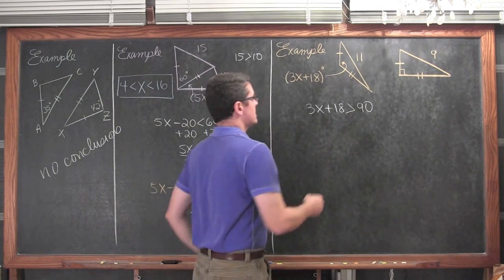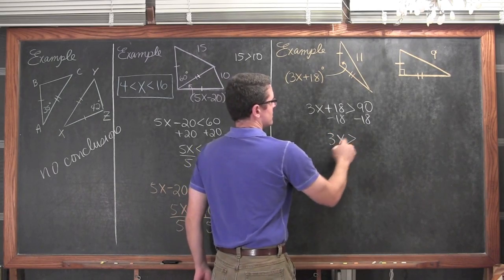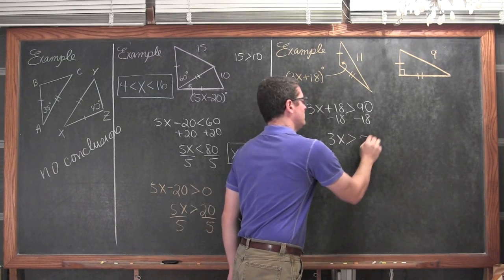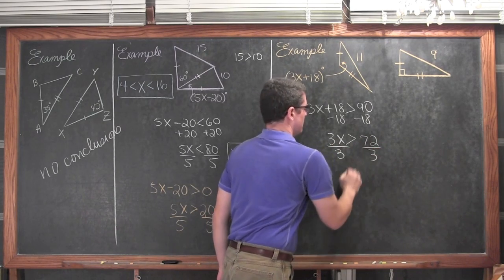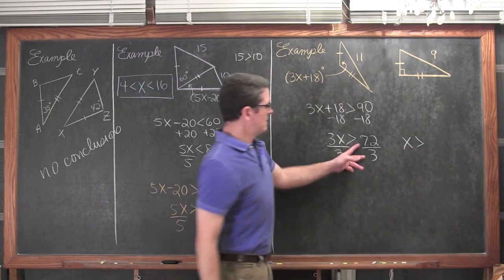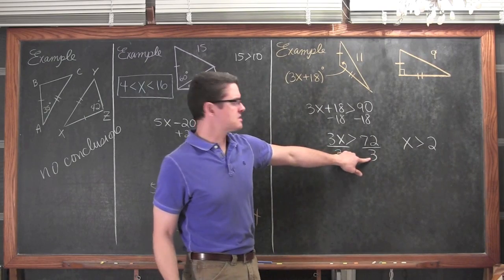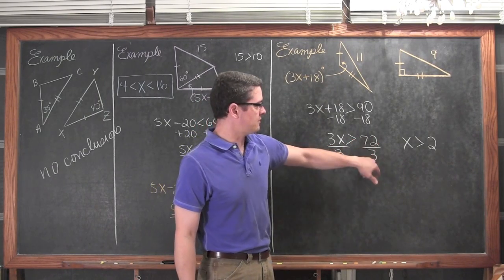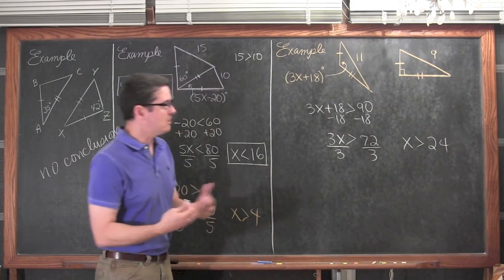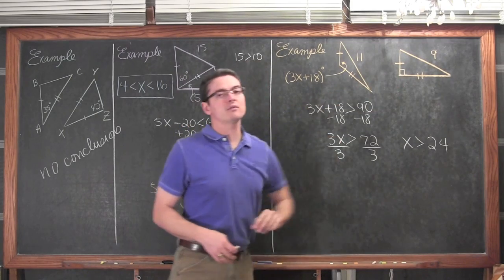We're going to subtract 18 from both sides and get 3x is greater than 90 minus 10 is 80, and 80 minus 8 is 72. Divide both sides by 3, and we get x has to be greater than, let's see, there's 2 3s and 7. 3 times 2 is 6, got a remainder of 1, so 12. So 12 divided by 3 is equal to 4. So x must be larger than 24, so that this expression of 3x plus 18 remains greater than 90.